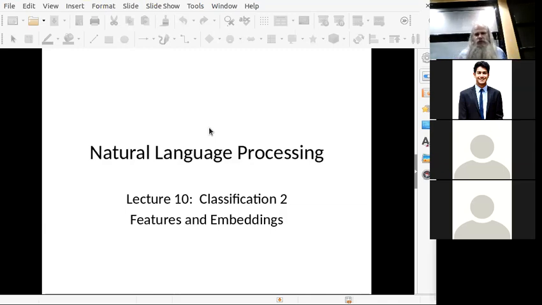So on Tuesday, we talked about classification and we listed a bunch of different classification techniques. And today, I want to go into a little bit more detail about the features for those classification techniques and talk about the best ways to actually represent them.